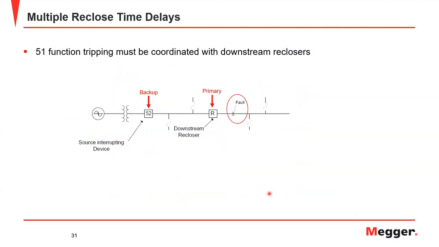Okay. So what we're talking about now, if we have a fault past the recloser, we're coordinating the time overcurrent function. And in this case, the closest device to the fault has primary tripping responsibility. This recloser should be operating a little bit faster, not a lot, a little bit faster than the relay at the substation.